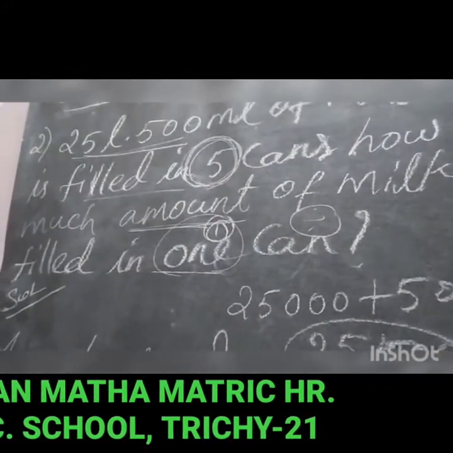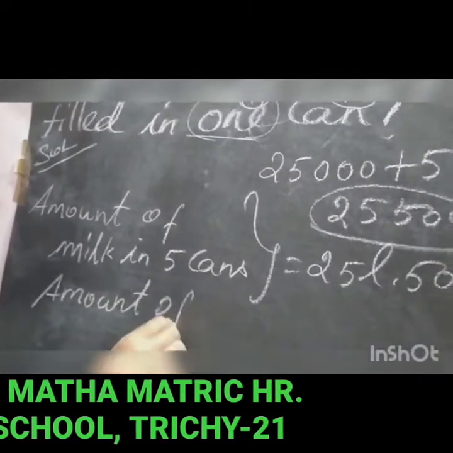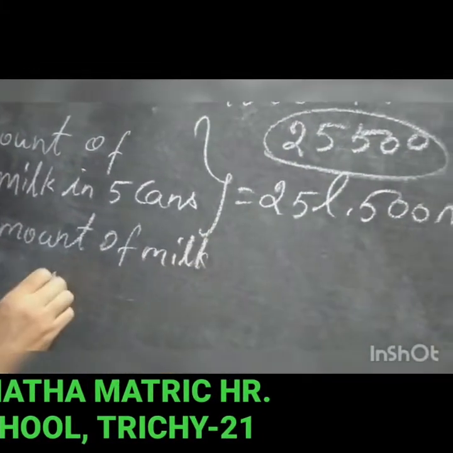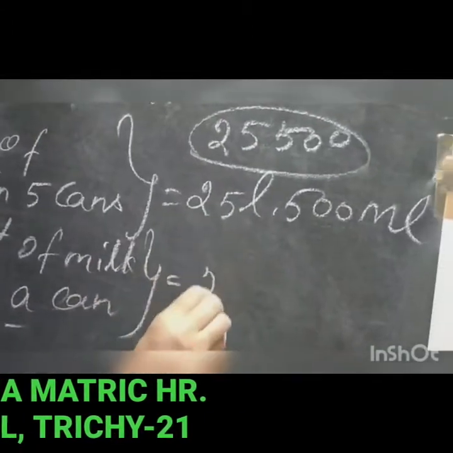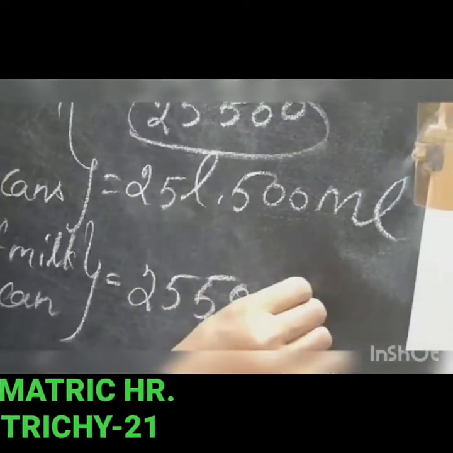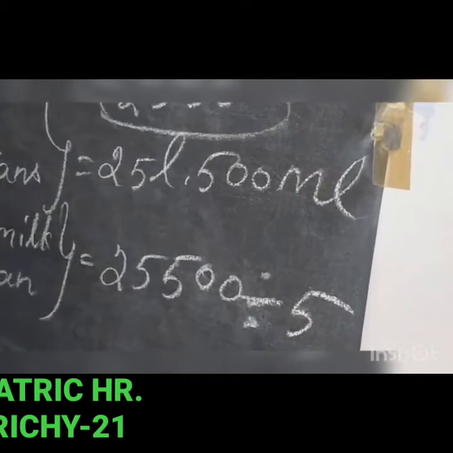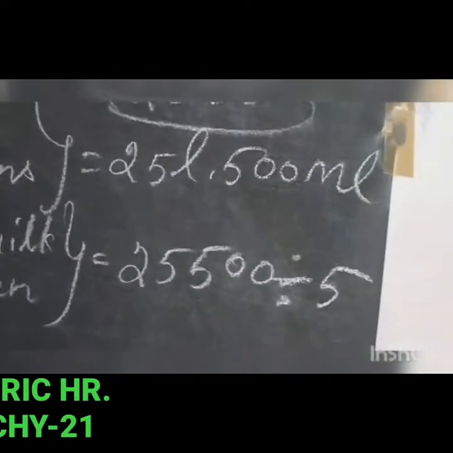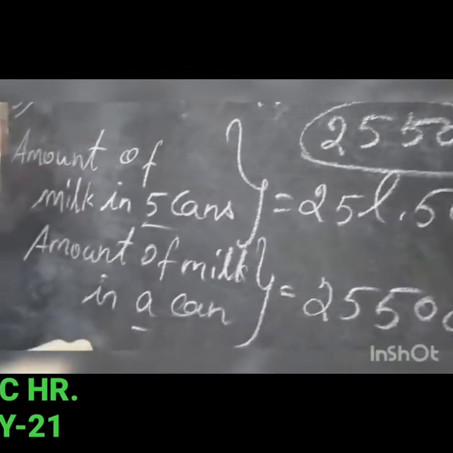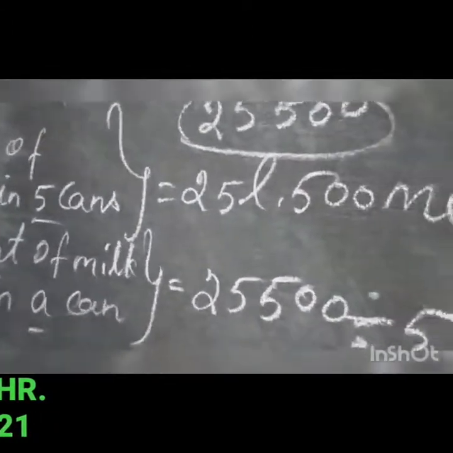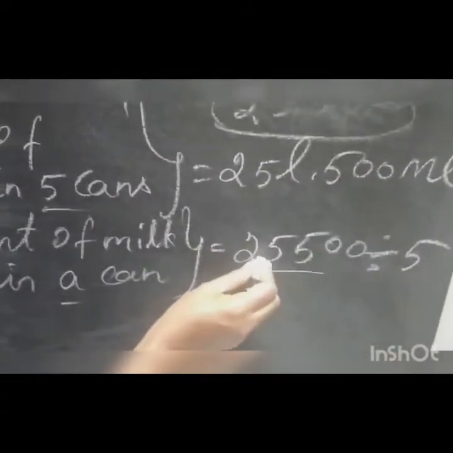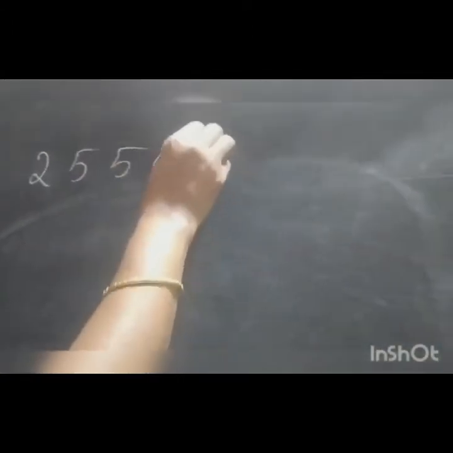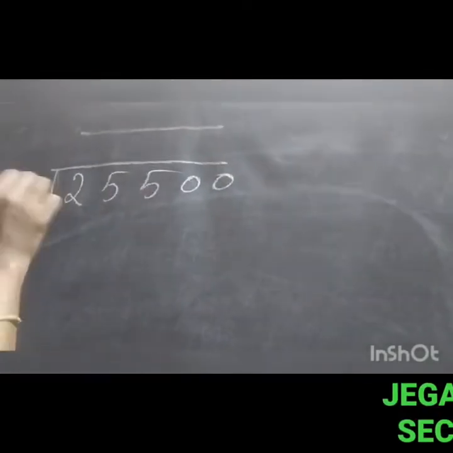Amount of milk in a can. A means that is 1. So division: 25,500 divided by 5. The number of cans here is 5, so divided by 5. You can do the division as usual, division only. You have to do this division and find out the answer.